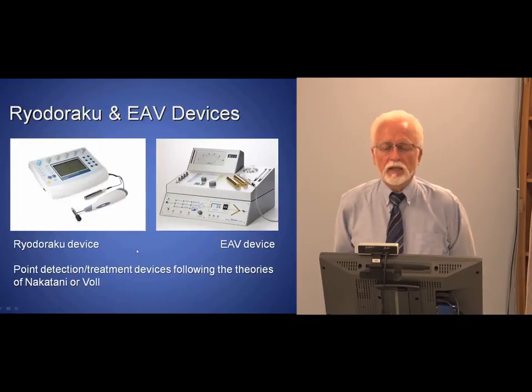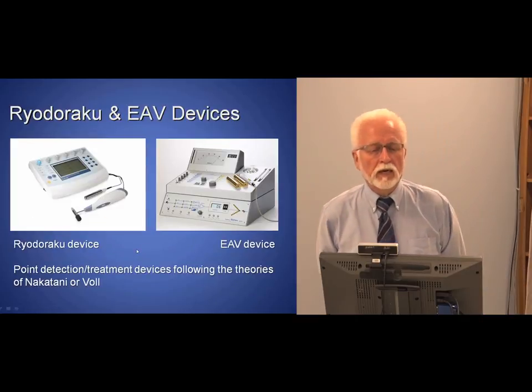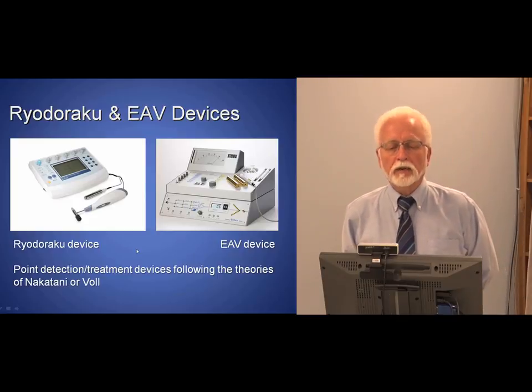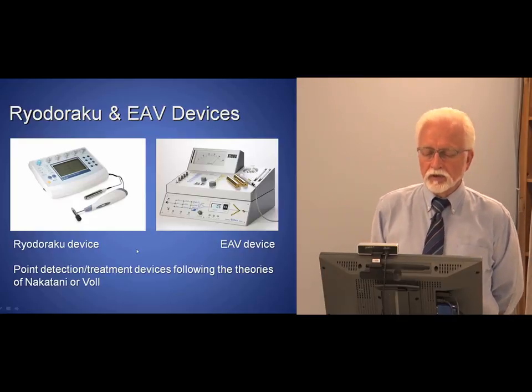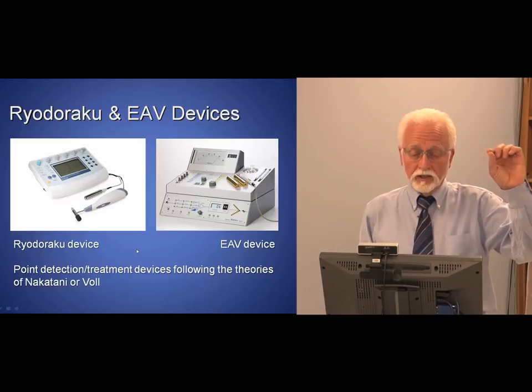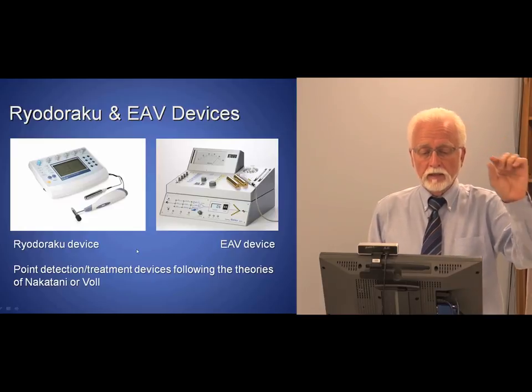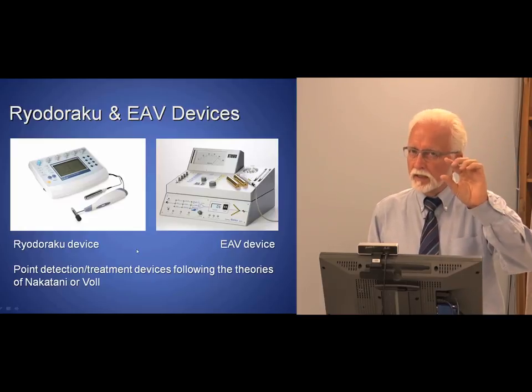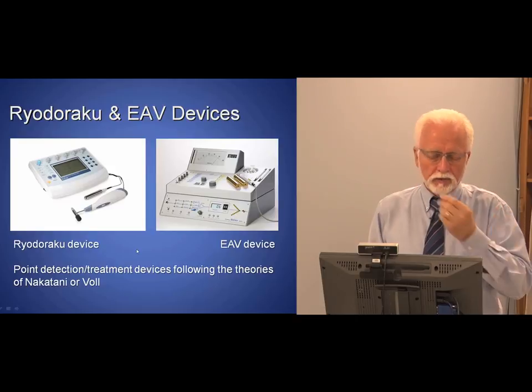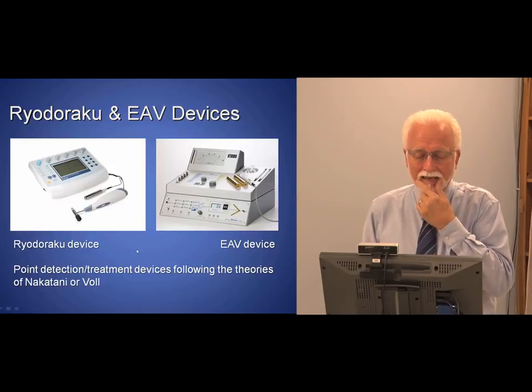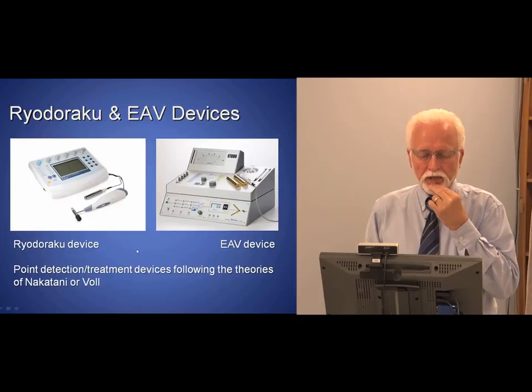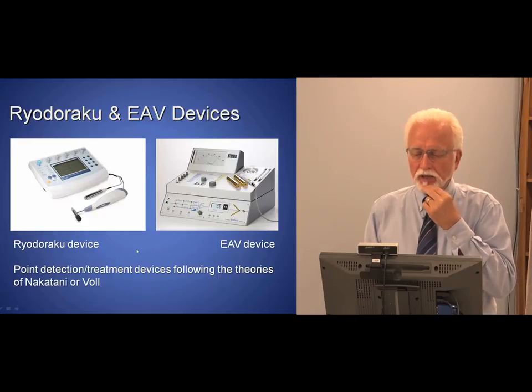Then we get into the Ryodoraku and Electroacupuncture according to Voll devices. These are based on the theory that you can measure the point, measure the electrical resistance, and then come up with a treatment based on that measurement. There's not a lot of science behind this, but there's a lot of people out there that use these.